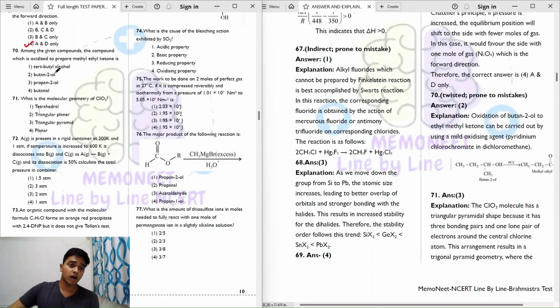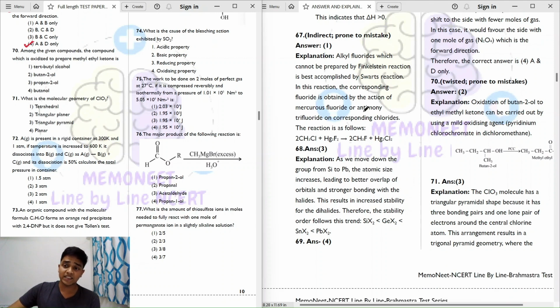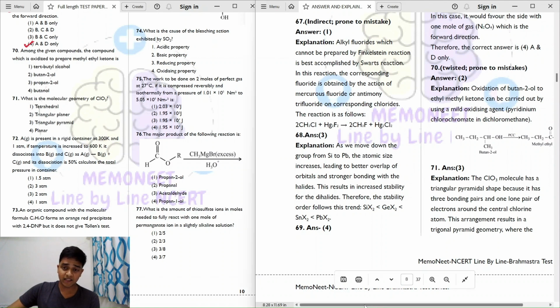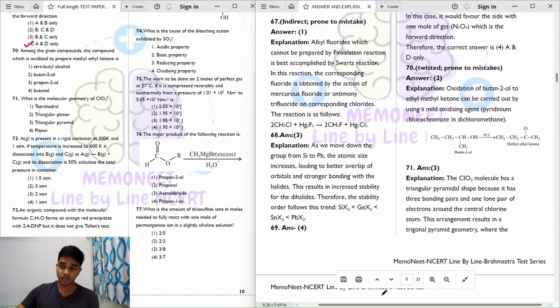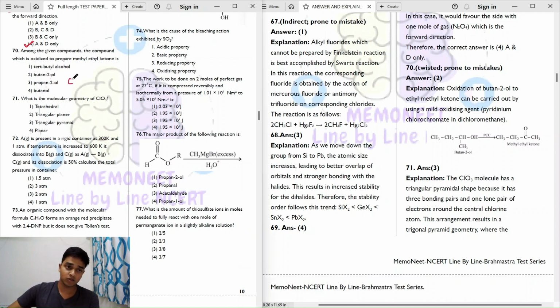The question says, among the given compounds, the compound which is oxidized to prepare methyl ethyl ketone is. So first of all, we need to understand what methyl ethyl ketone is. I've seen students make mistakes in drawing its structure. What they think is that we have a methyl, we have an ethyl, so in total we'll have only three carbon atoms here, right? Some students make this mistake.